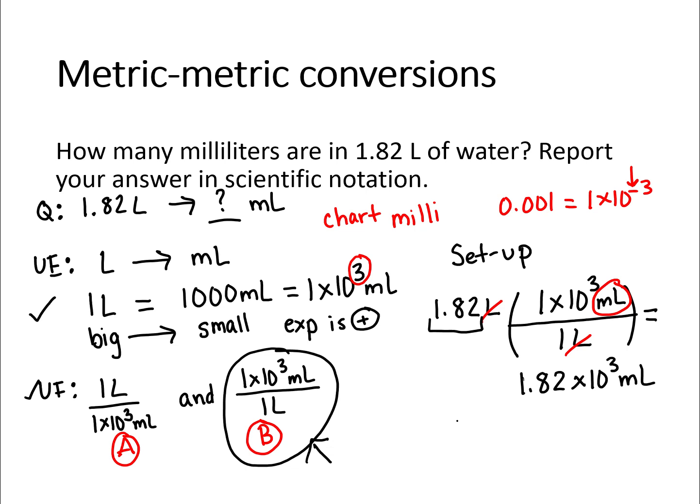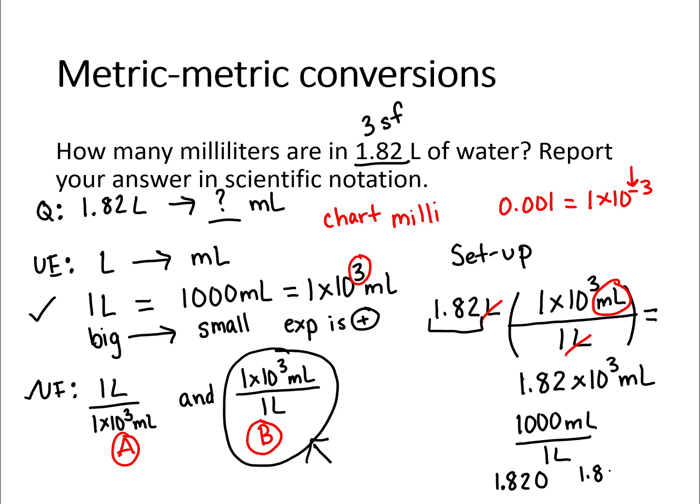So let's say that you did it where you wrote 1,000 milliliters over 1 liter. Then your calculator is going to tell you 1820, and you need to write that in scientific notation. So you'd place your decimal point between the 1 and the 8, and you'd have to know that you're only going to use 3 sig figs, which is what you got from the problem.